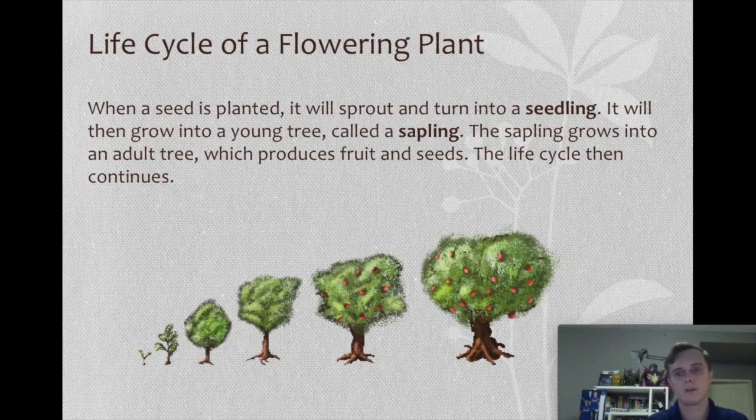You need an adult to produce a seed, you need a seed to produce an adult. So it has to keep going on like that. That's why we call it a cycle. It goes around and around.